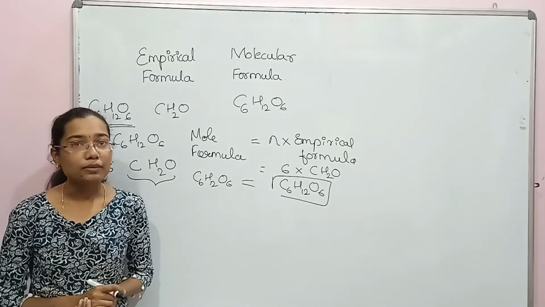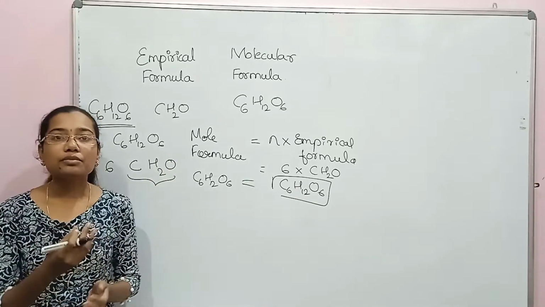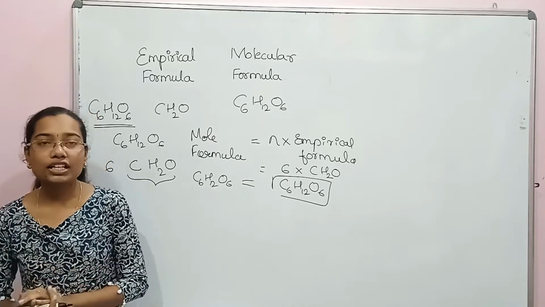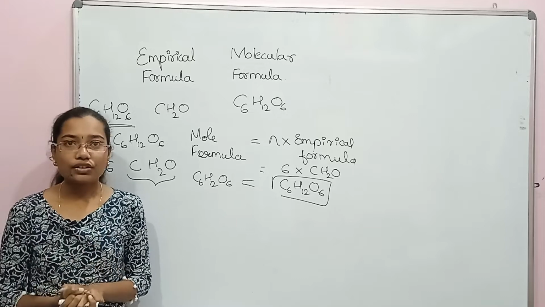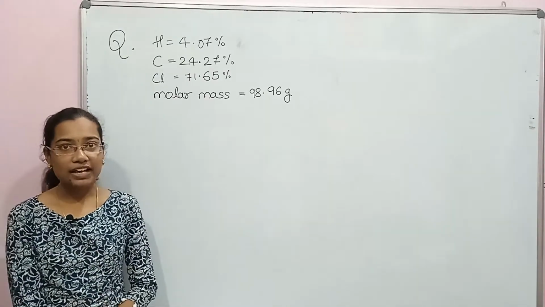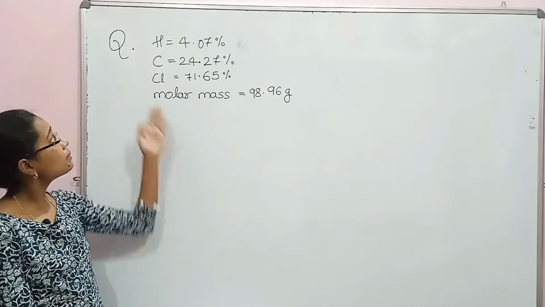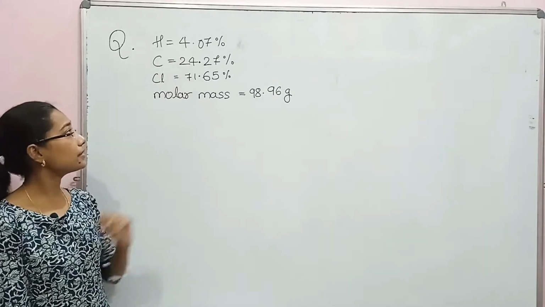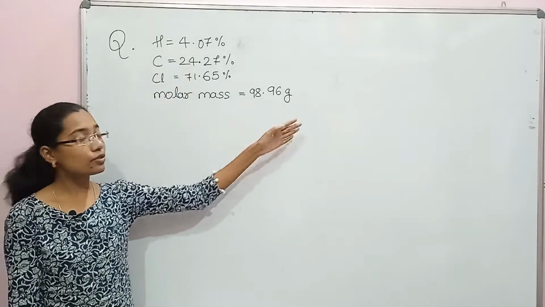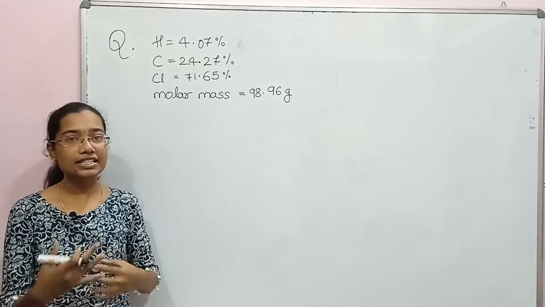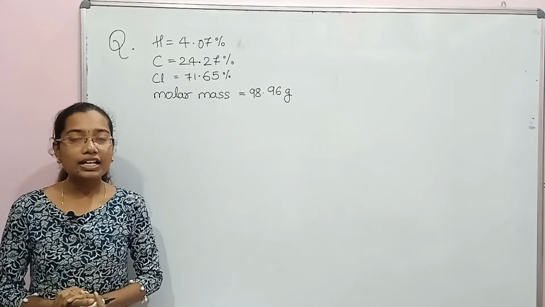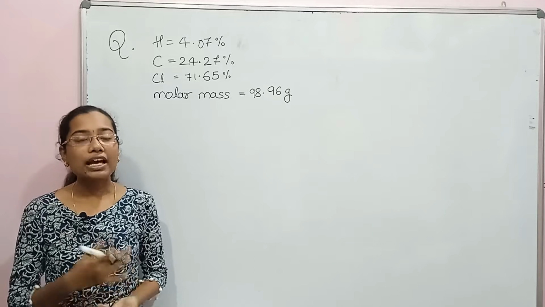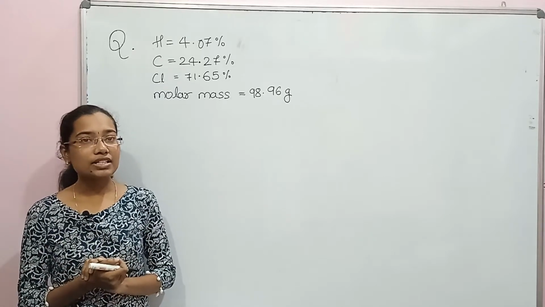Next we'll see one problem in which the percentage masses are given, from which the empirical formula as well as the molecular formula can be calculated. This is the question. They have mentioned the percentage composition of hydrogen, carbon and chlorine. Along with that they have given the molar mass of the compound, and they are asking us to find the empirical formula as well as the molecular formula. To get these, we have to follow 5 steps. We'll see those steps one by one.